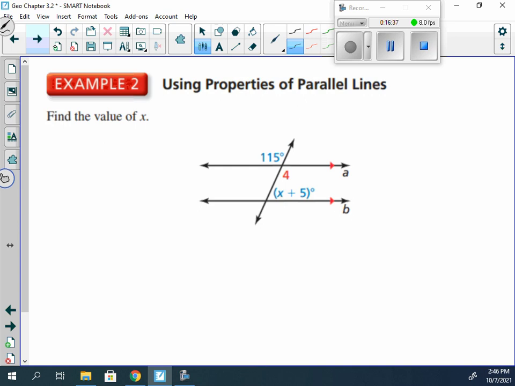So is there any way that these would be congruent? Well, if they're not congruent, they have to add together to be 180. Because if we look at this here, 115 and this angle here would be congruent. Those are corresponding. Now the 115 and the x plus 5 make a straight line, so they add together to be 180. So we can say x plus 5 plus 115 is equal to 180.